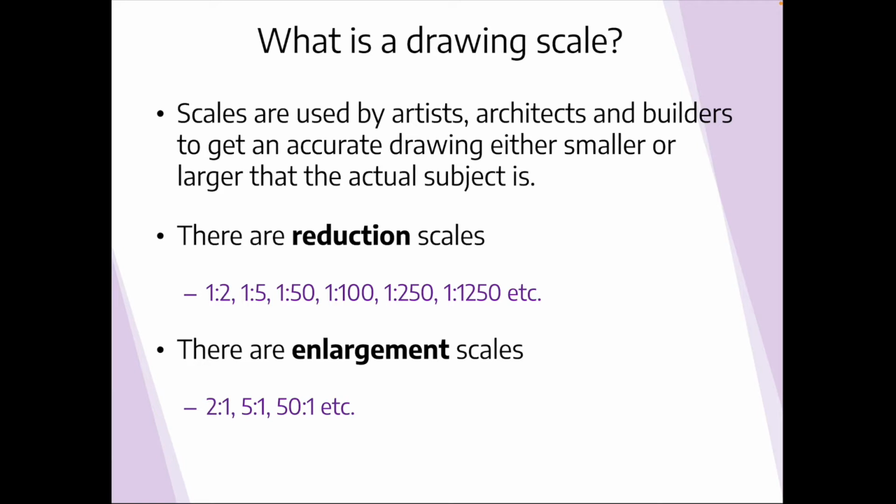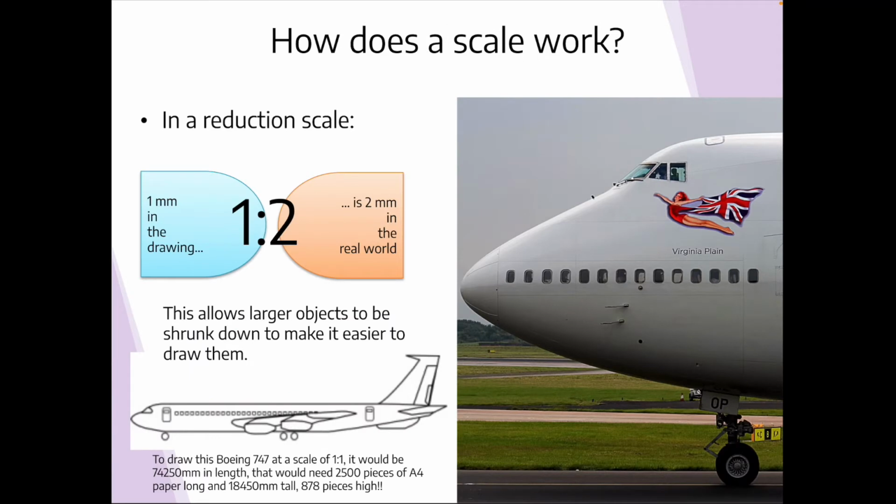So we have reduction scales, which reduce the size of an object. These can be phrased as 1 to 2, 1 to 5, 1 to 50, 1 to 100, 1 to 250, or 1 to 1250. We also then have enlargement scales, which are things like 2 to 1, 5 to 1. We might sometimes have 10 to 1 and then 50 to 1, but we don't tend to go much bigger than that. So how does a scale work?